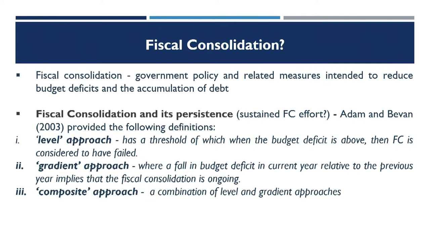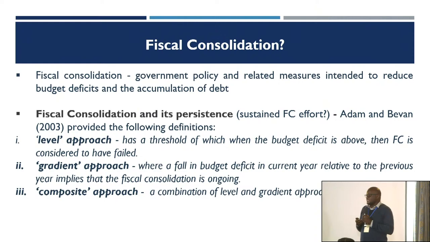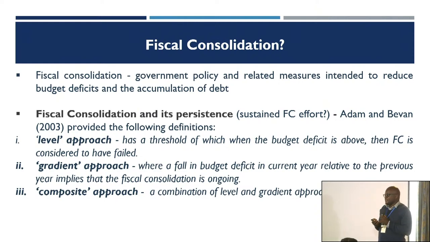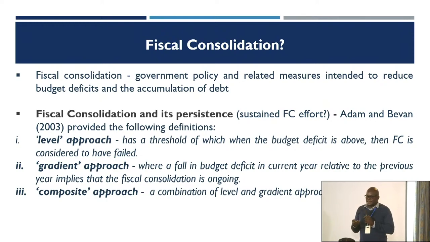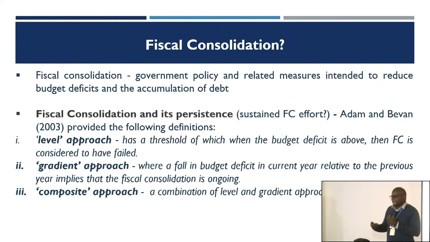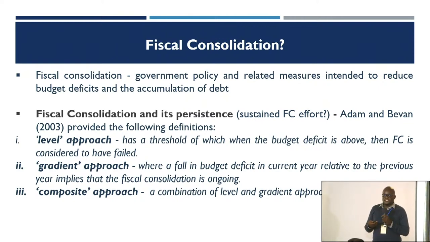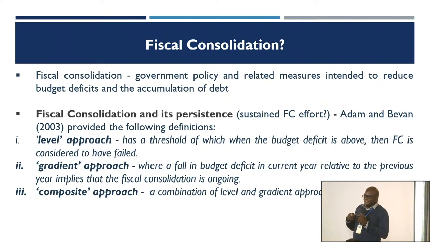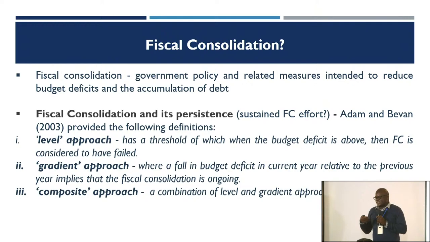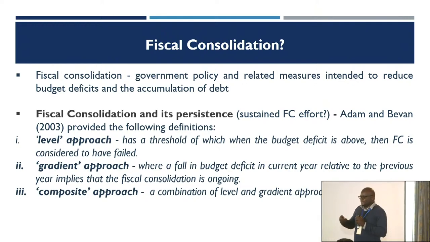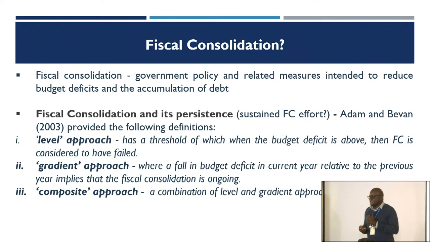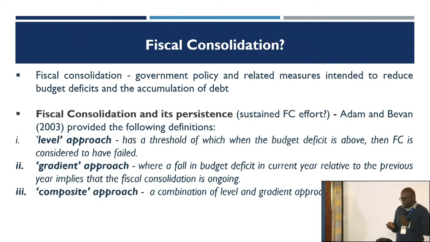The level approach is where we have a threshold, and when the budget deficit is above that threshold, then we say that the consolidation effort has failed. The gradient approach is where you look at the current budget deficit in relation to last year's budget deficit. If there is a continuous reduction, then we are saying that the fiscal consolidation process is in progress. If the budget deficit for this year is higher than the one for last year, then we say that the consolidation effort has failed, so we need to undertake more measures to accomplish that. Then there is the composite approach, that is a combination of the two.